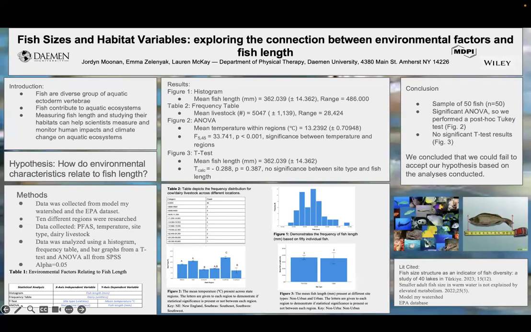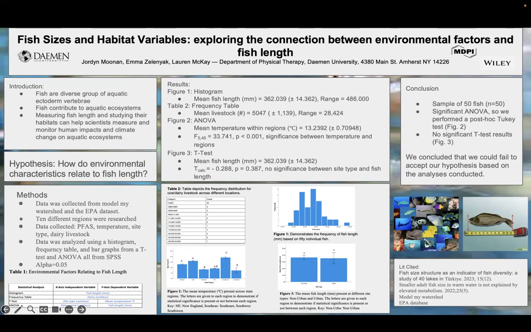In conclusion, our sample size was 50 fish across 10 different state regions. We conducted an ANOVA on the mean temperature across state regions and found that there was significance with a p-value of p is less than 0.001. That is then compared to the critical alpha of 0.05. We also found that the F value was 33.741, which is much higher than 1, also indicating significance. After completing the t-test, we did not find any significant findings as the p-value of 0.387 is greater than our critical alpha value of 0.05, indicating no statistical significance.